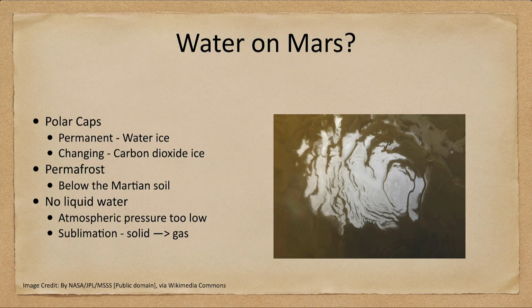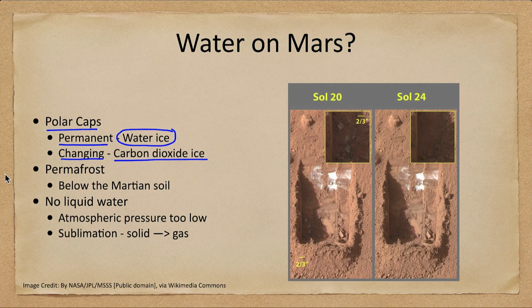Now it's not liquid water, but the polar caps, there are a couple of them. There is a permanent polar cap, which is ordinary water ice. And then there is one that changes and comes and goes with the seasons, and that is carbon dioxide ice or dry ice. So we do know for sure that Mars has water on it right now, but it does not have liquid water.